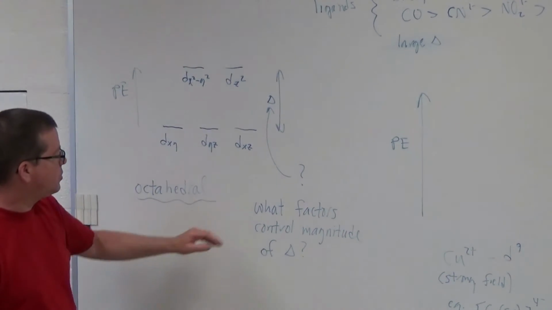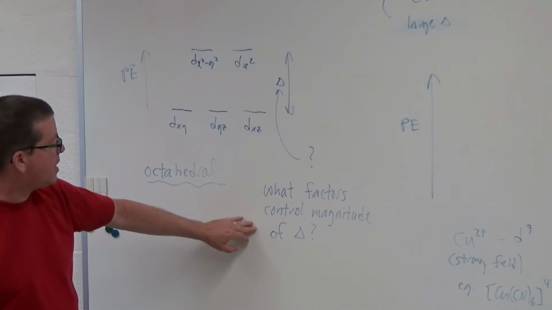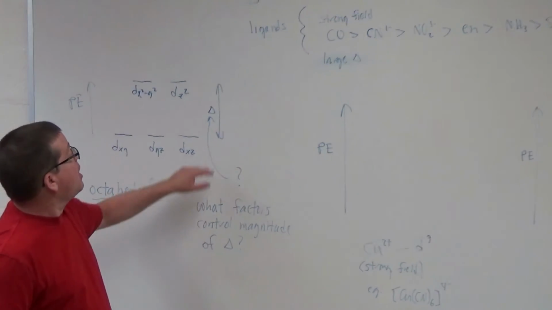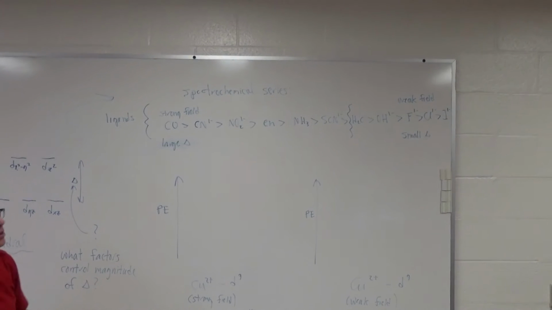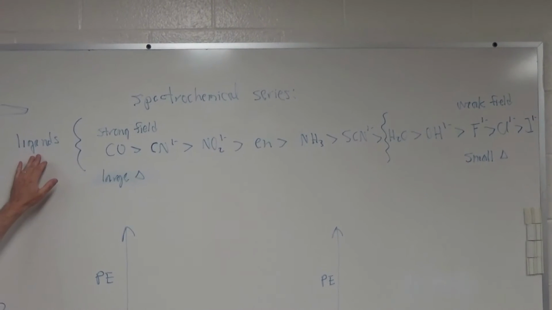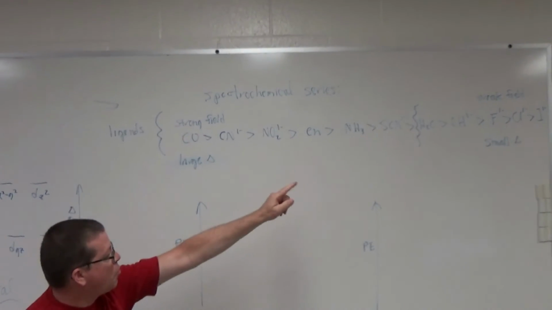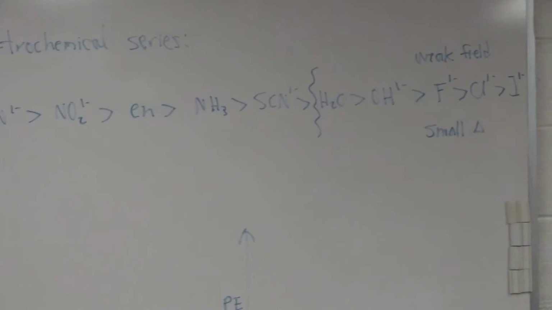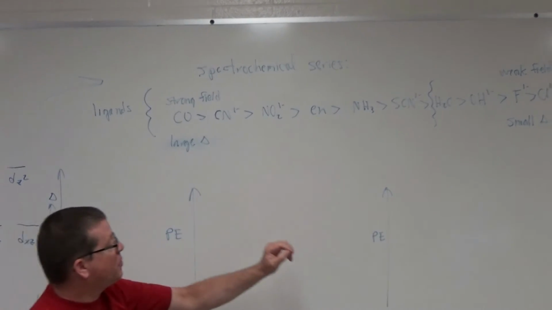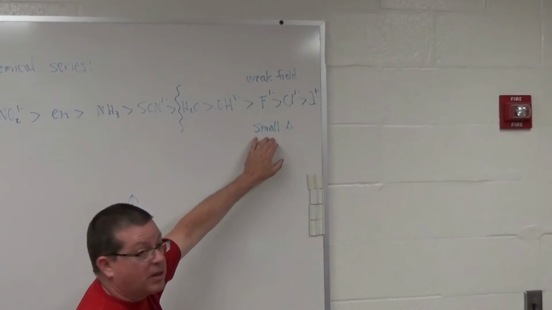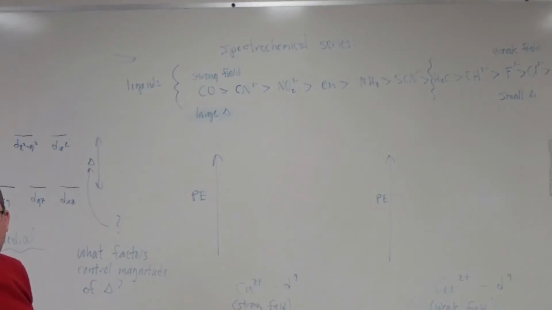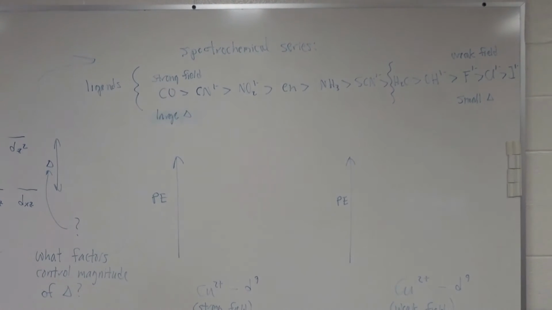So the question then becomes, what factors control the magnitude or the size of delta? The primary one that we want to focus on in this course is going to be something based on the spectrochemical series. So what we're going to see here is that the ligands themselves can be divided either into strong field situations or weak field situations. Now the deal here is that a strong field ligand will induce a large delta. And in the case of a weak field ligand, we will have a small delta. And this in turn is going to tell us something about how we would populate the electrons into those orbitals, as we're going to find out.